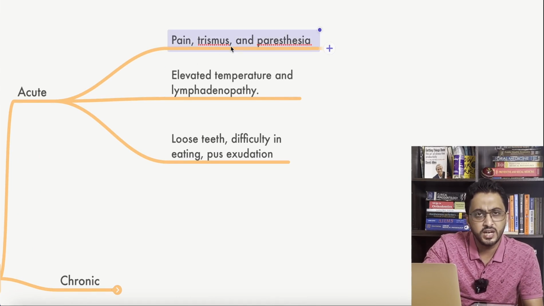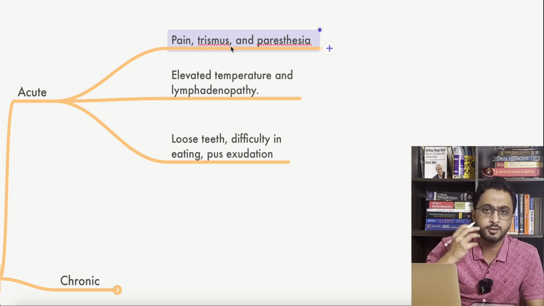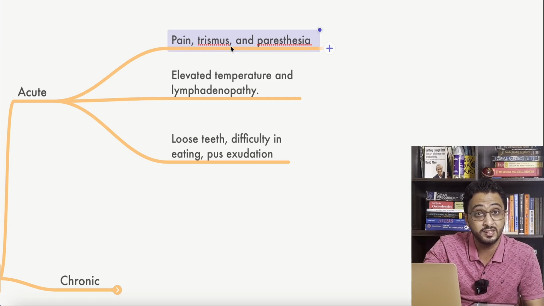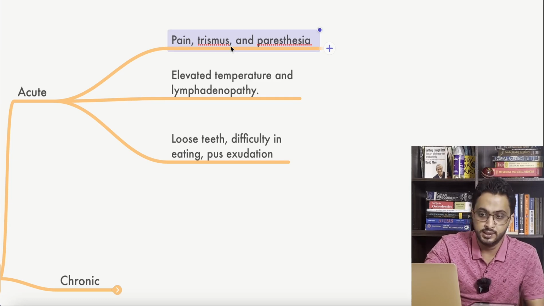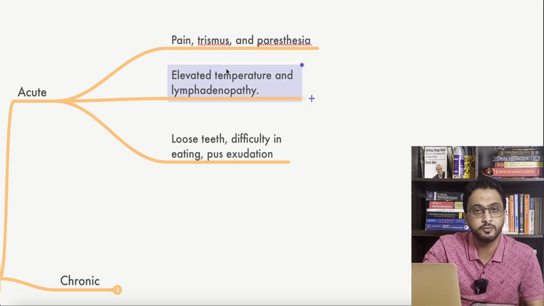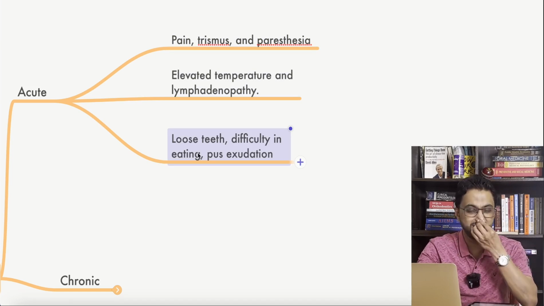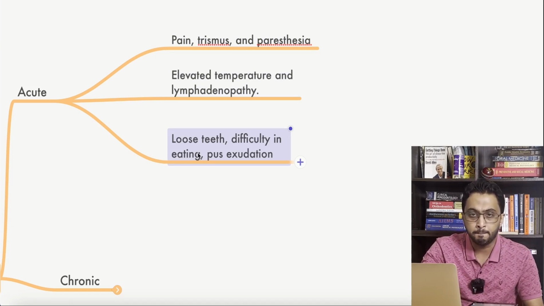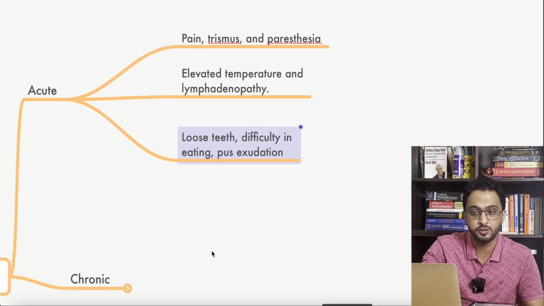So in acute, you know, it's pus formation. So there will be pain, there will be trismus when the pus goes into your muscular regions. There's going to be paresthesia if the pus goes to your nerve region. There is definitely, it's an infection, so elevated temperature and lymphadenopathy will be there. All infection signs. Now loose teeth. Basically it's periapical pus formation, if it is there. I'm talking about acute and not condensing osteitis or chronic type. Loose teeth will be there, difficulty in eating will be there, and definitely pus will be exudating. I'll show you the picture out there.